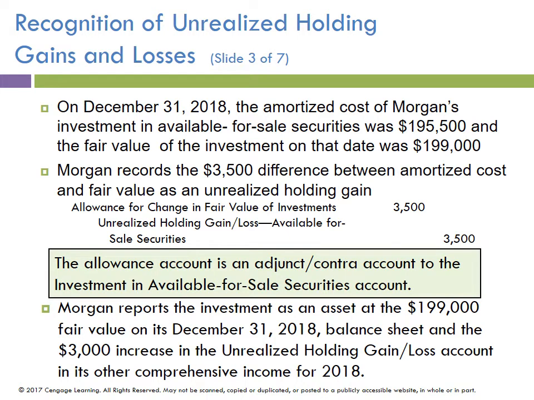Morgan reports the investment as an asset at the $199,000. So they'll be taking their current investment account balance of $195,500 plus $3,500 in the adjunct account allowance for change in fair value, and that's the $199,000. The $3,000 is reported after net income in other comprehensive income.